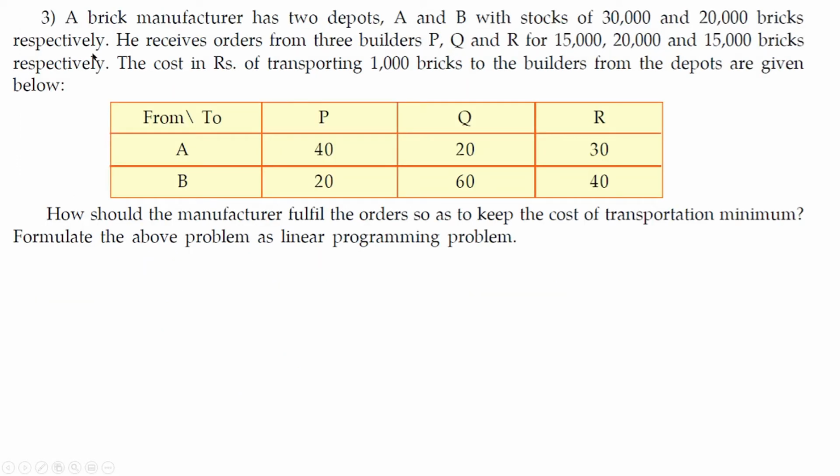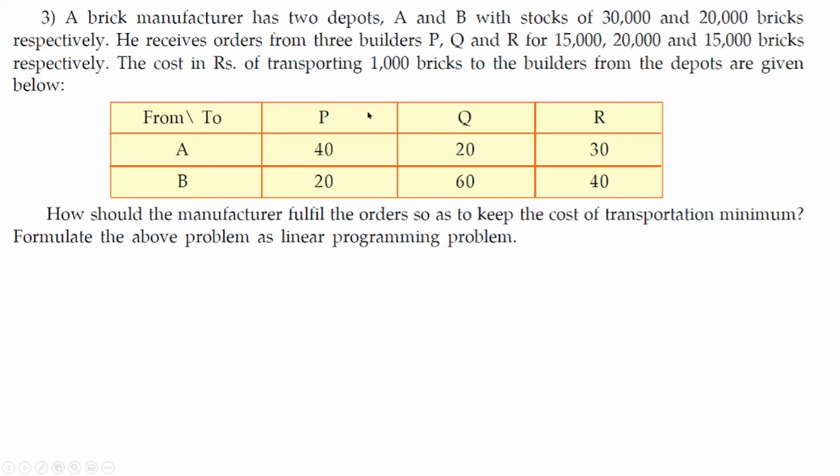Now moving on to the next question. A brick manufacturer has 2 depots A and B with stocks of 30,000 and 20,000 bricks respectively. He receives orders from 3 builders P, Q and R for 15,000, 20,000 and 15,000 bricks respectively. The cost in rupees of transporting 1,000 bricks to the builders from the depots are given below.